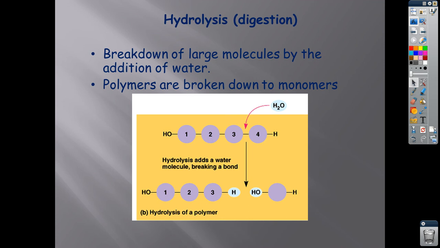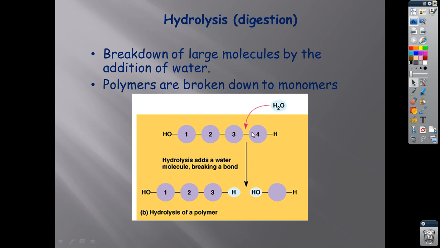This process is known as hydrolysis, and the body goes through this when we digest. So hydrolysis is the breakdown of a polymer, of monomers linked together, by simply adding water. When you add water in between here, the link between these two monomers is going to break apart. Hydrolysis adds a water molecule simply to break the bond.